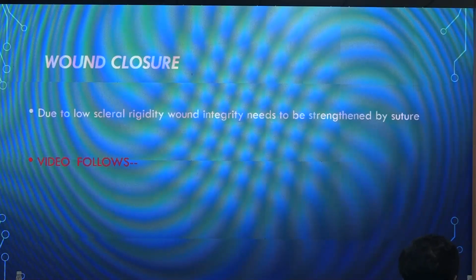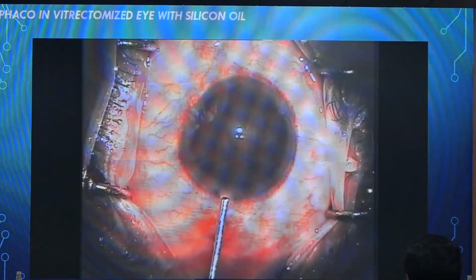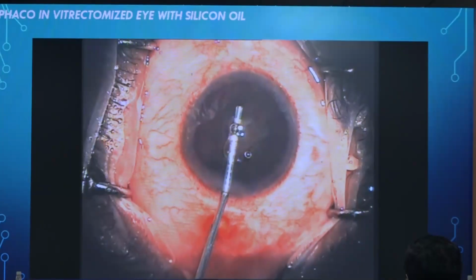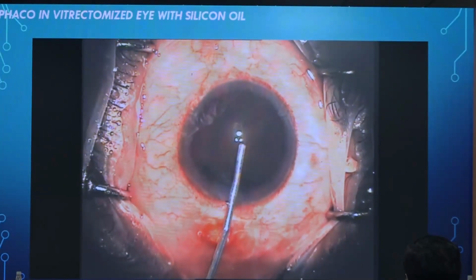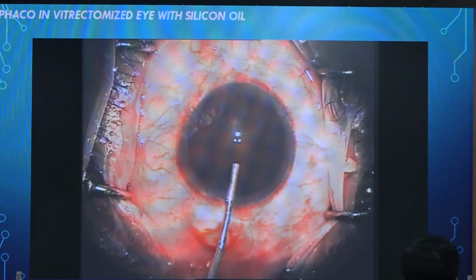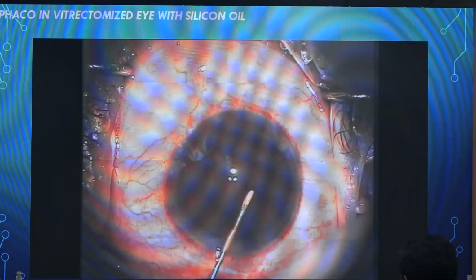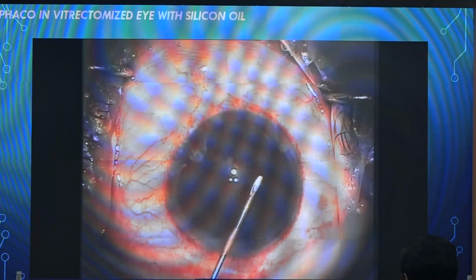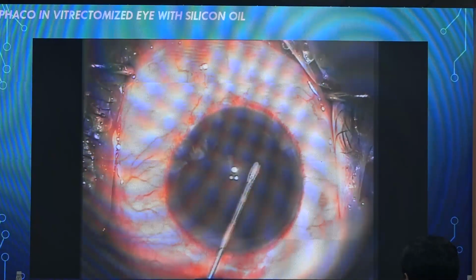Wound closure: due to low scleral rigidity, wound integrity needs to be strengthened by suture many times. So in this video I'll be showing how we make a larger axis here, and other steps we'll be showing.